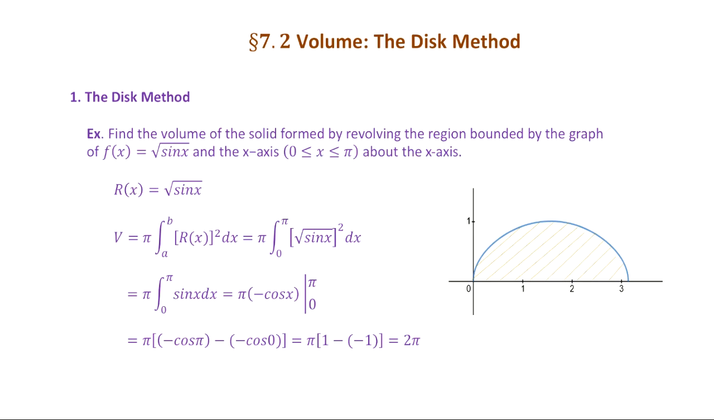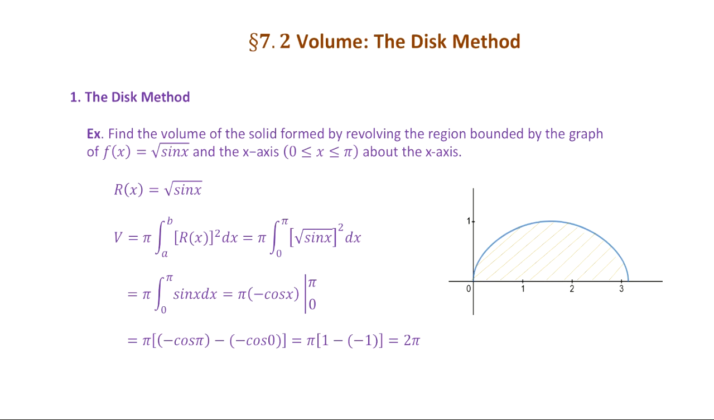If you integrate sine x, you get negative cosine x. And then you just plug in pi and 0 and subtract. So we got pi times negative cosine pi minus negative cosine 0. Cosine pi is negative 1, so the negative cosine pi would be positive 1. And cosine 0 is 1, so negative cosine 0 is negative 1. So at the end, you get pi times 1 minus negative 1. So that gives you 2 pi. All right? Any questions?